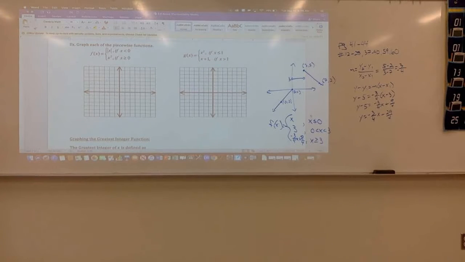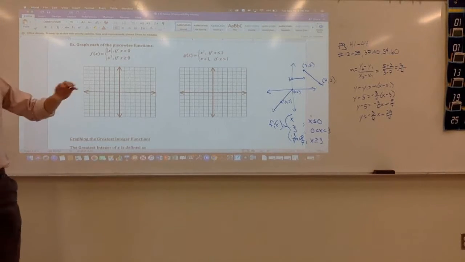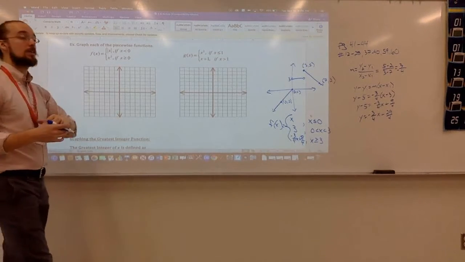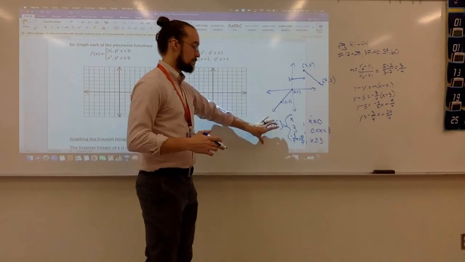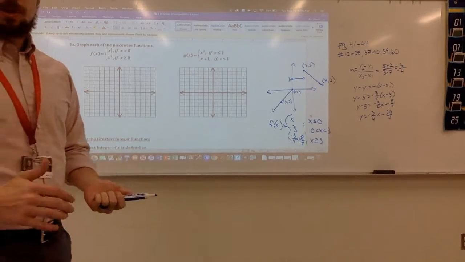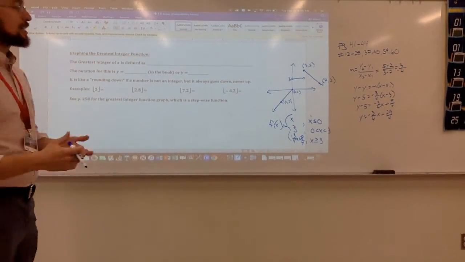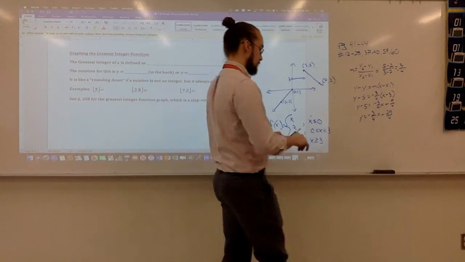Questions? All right, so with piecewise functions, we're going to do both of these things. We're going to say, here's the function, graph it, and here's the graph, give me the function. Okay? So the last thing here is just graphing the greatest integer function.